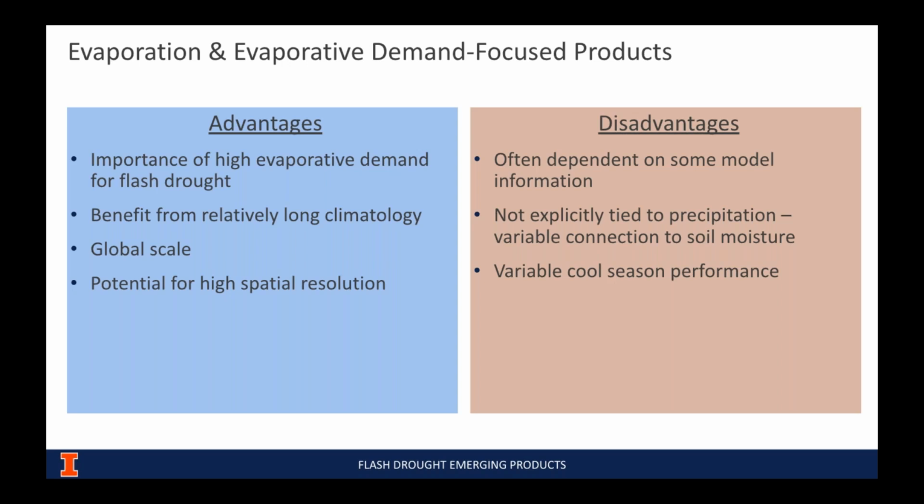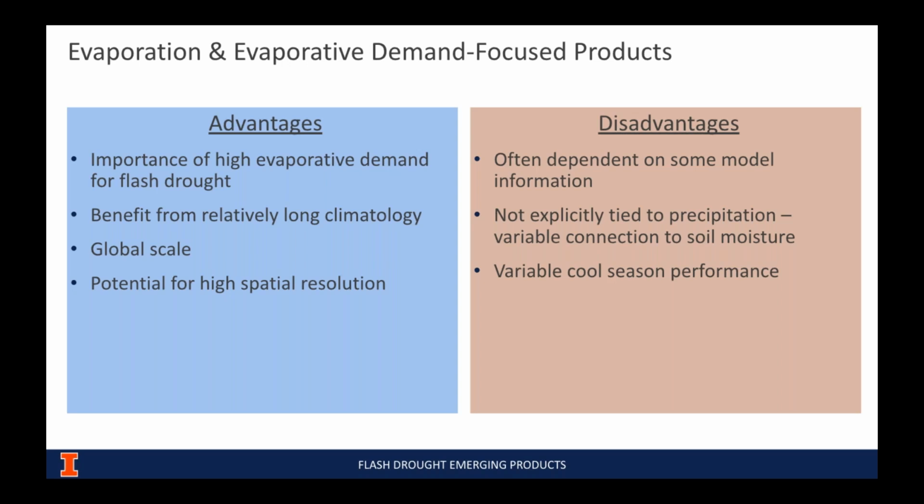Study after study has shown that elevated evaporative demand is very important for flash drought. We need those above average temperatures. We need a lot of drying out of that soil moisture. And in a lot of cases, just below average precipitation won't create that sort of rapid onset or rapidly intensifying conditions that characterize flash drought.